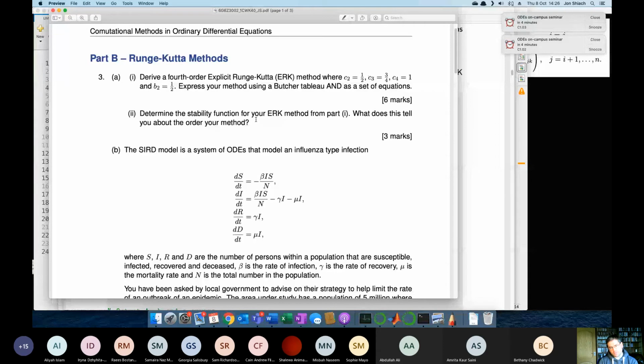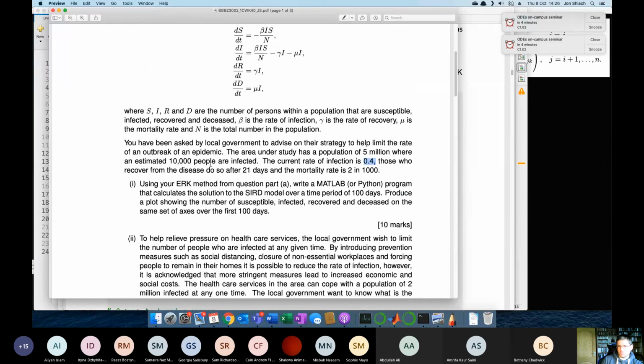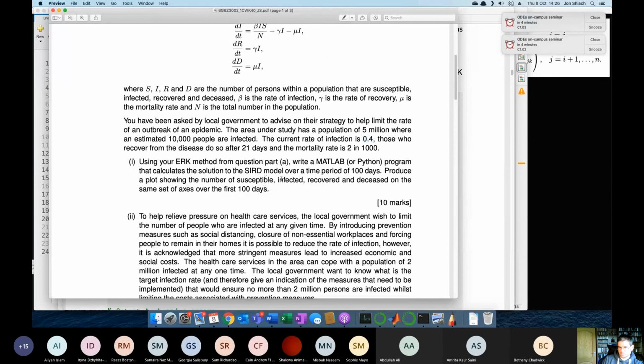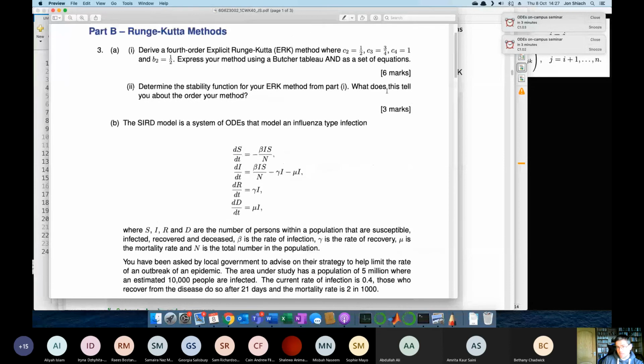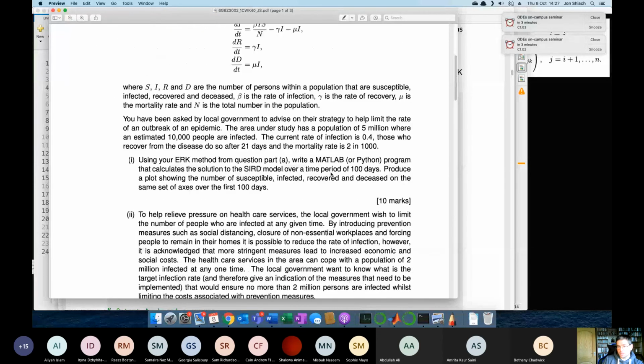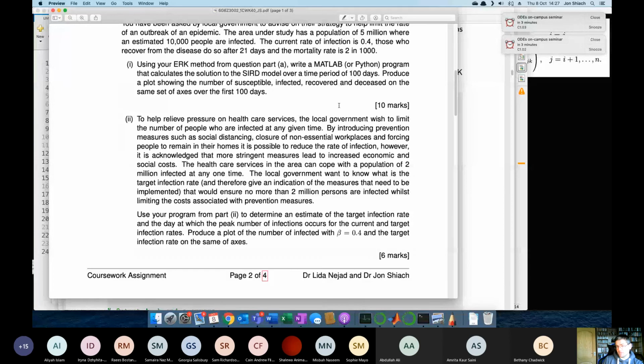If, let's say by the end of next week, you're still really struggling on part 3A, what I'd recommend you do is just use any fourth order Runge-Kutta method, because you still need to do the remaining parts of the question. Look at the marks. There are 16 marks for applying your method. So if you really can't do that, don't worry about those 6 marks. It's more important that you get these 16 marks here.